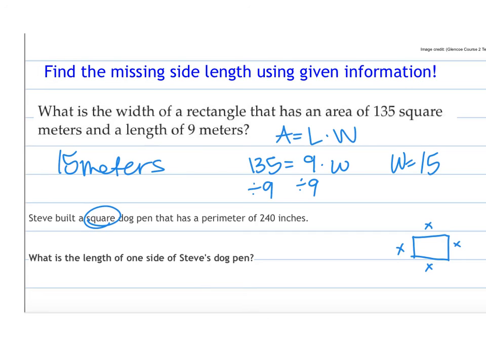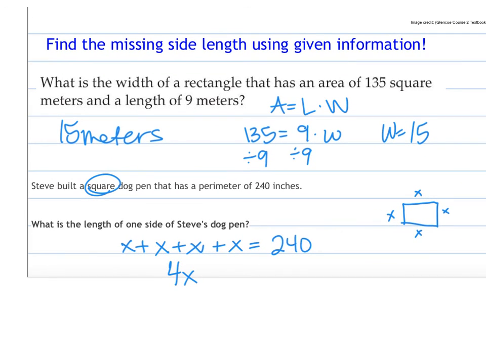So that means if we were to find the perimeter, we would take x plus x plus x plus x, and that all equals 240. Now, we have 4 x's, so 4x, okay, we could also multiply, equals 240. Divide both sides by 4. 240 divided by 4 equals 60. So that means each side would be 60 inches. Working backwards.